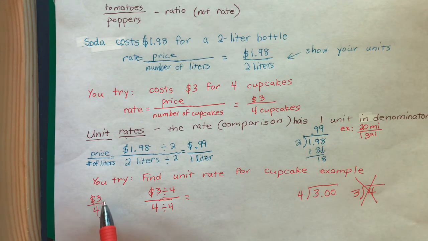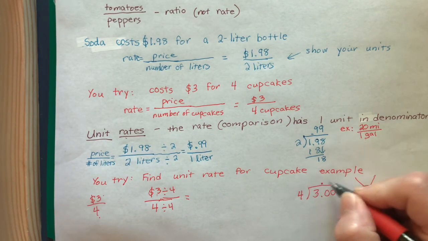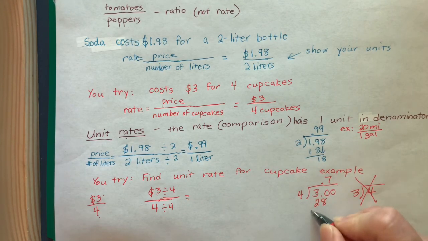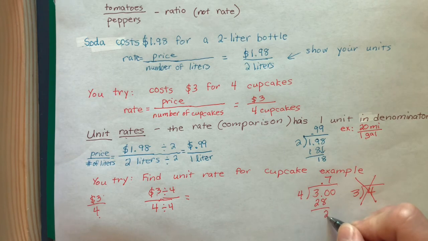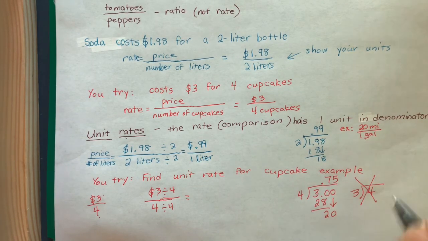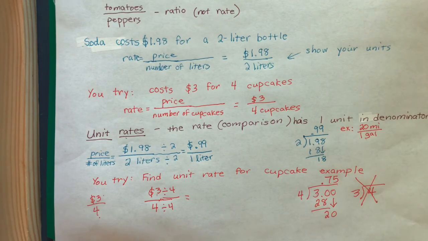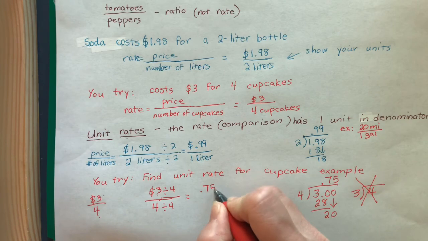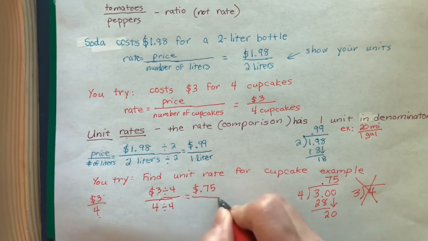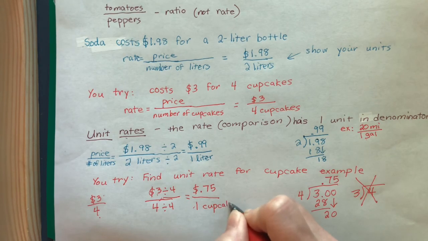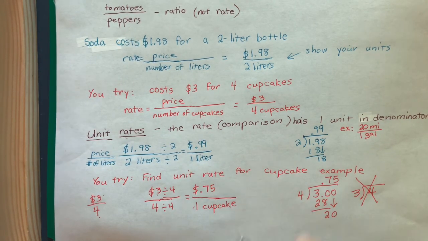And you could read it this way too, 3 divided by 4. So if I do that, this is going to go in 7 times. 7 times 4 is 28. Subtract, I get 2. Bring down my 0. 4 goes into 20 5 times, and it is 75 cents for 1 cupcake. They are 75 cents each.